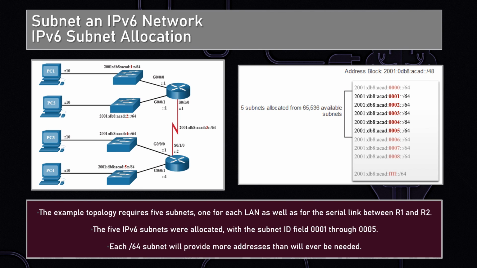Here we have an example topology that needs 5 subnets, one for each LAN, as well as the serial link going between the WANs at router 1 and router 2. We go ahead and allocate those subnets with subnet fields 0 through 5, and each /64 subnet will give more device addresses than will ever possibly be needed. There is no device that you can create that has enough ports to be able to use all of those addresses. But it is more so for organization at this point, rather than for actual host requirements.